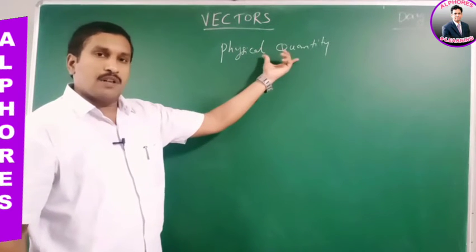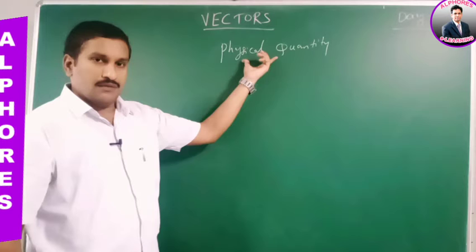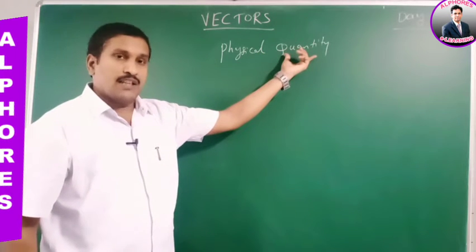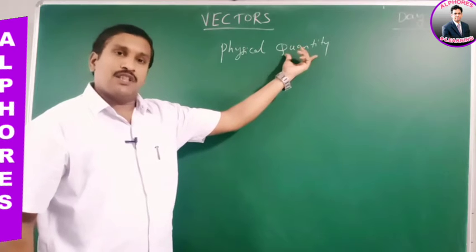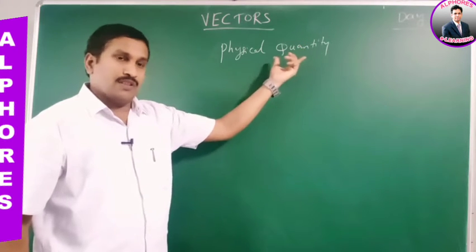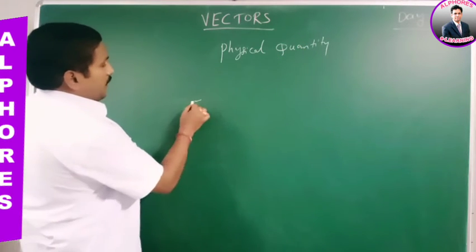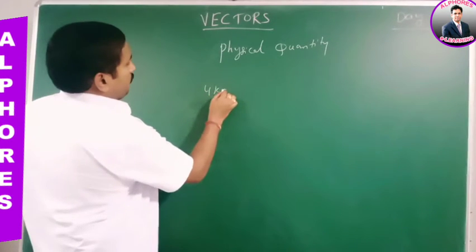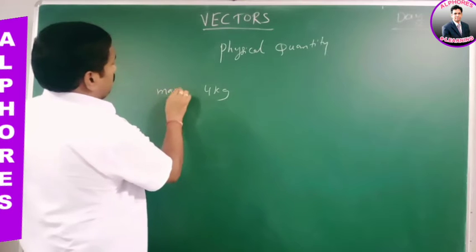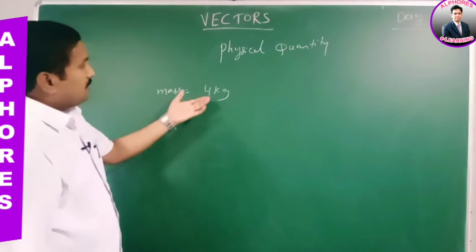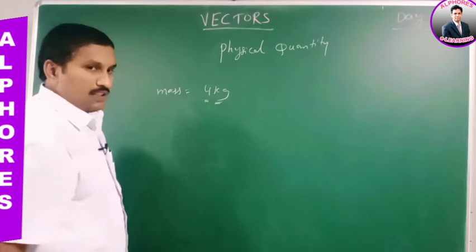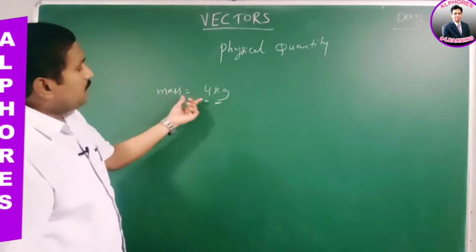Physical quantity is nothing but a quantity which is measured. First of all, what is the definition of quantity? Quantity is anything which can be measured. For example, let us say I am taking 4 kg, the mass of a body. Here kg means unit, and 4 means numerical value.